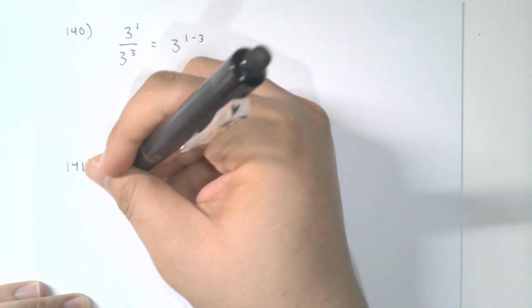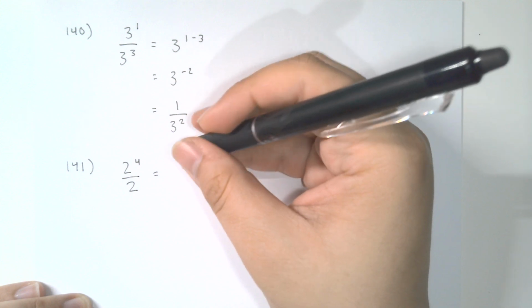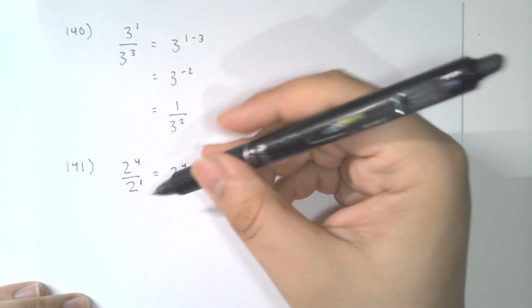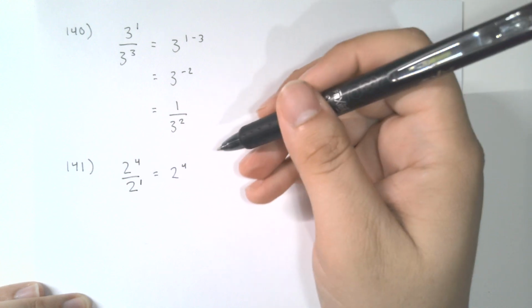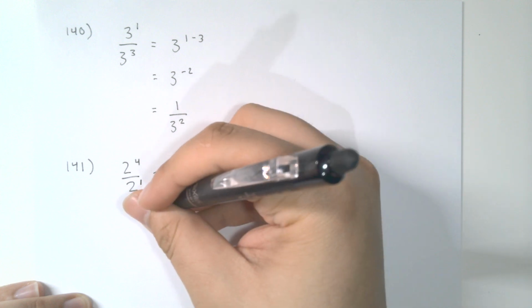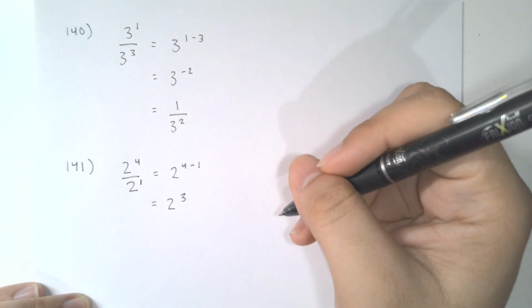For 141, we have 2 to the fourth over 2. This is the same thing as 2 to the fourth over 2 to the first. Remember, there's an implicit exponent of 1 here. So we have 2 to the fourth minus 1. 4 minus 1 is 3, so we have 2 to the third power.